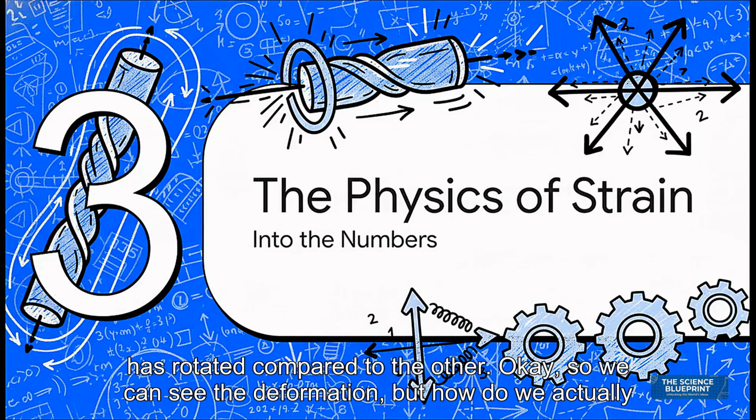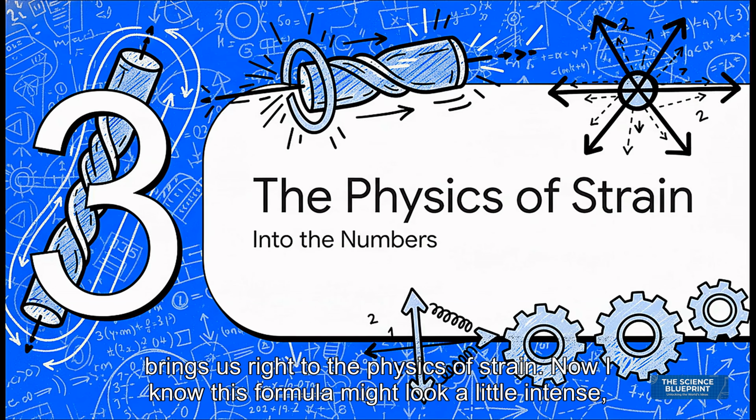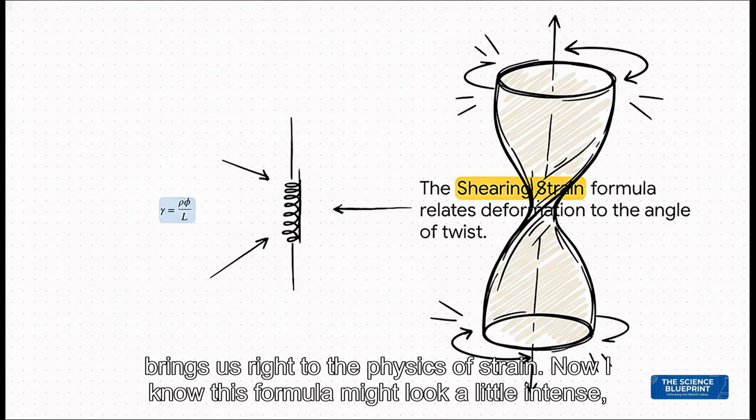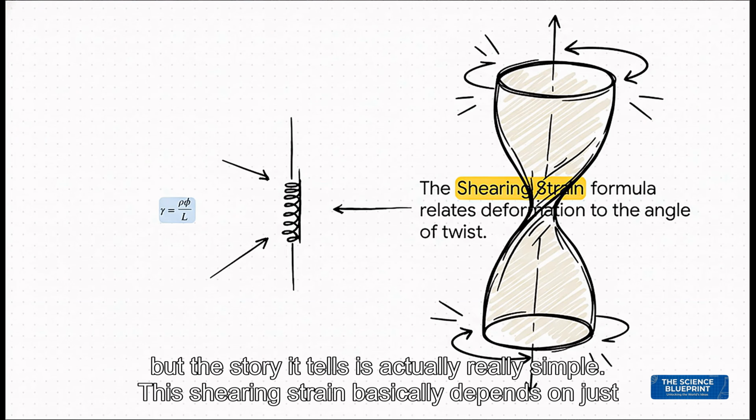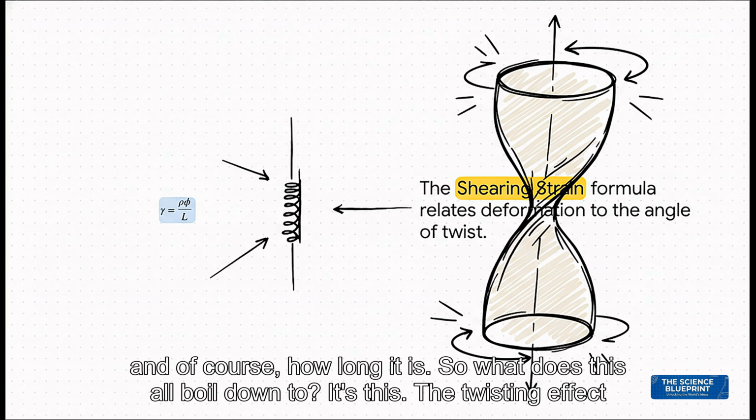Okay, so we can see the deformation, but how do we actually quantify it? How do we put a number on the stress it's creating inside that material? Well, that brings us right to the physics of strain. Now, I know this formula might look a little intense, but the story it tells is actually really simple. This shearing strain basically depends on just three things: how far you are from the very center of the shaft, how much that shaft is being twisted, and of course, how long it is.